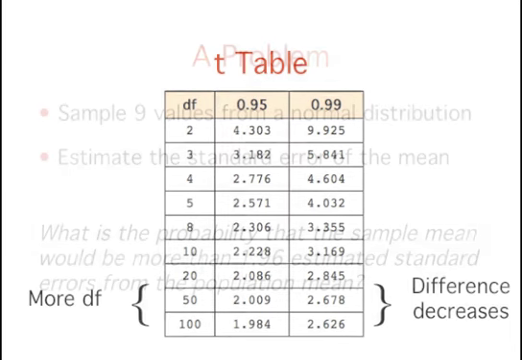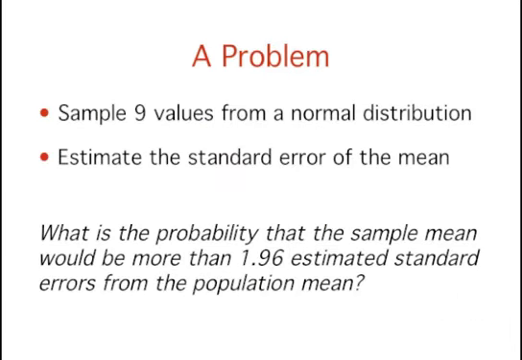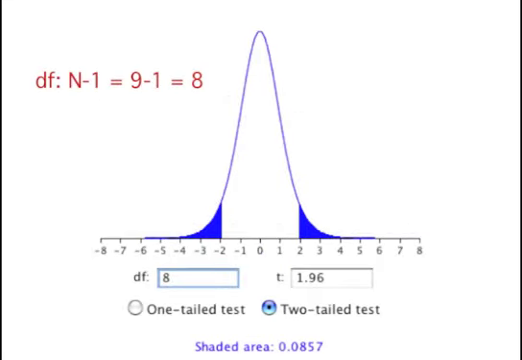Let's think about an example problem. Suppose we sampled 9 values from a normal distribution and estimated the standard error of the mean. What is the probability that the sample mean would be more than 1.96 estimated standard errors from the population mean? First, we determine the degrees of freedom. The formula, which you'll hear more about later, is n-1. Our sample size is 9, so we have 9 minus 1, which equals 8, degrees of freedom.